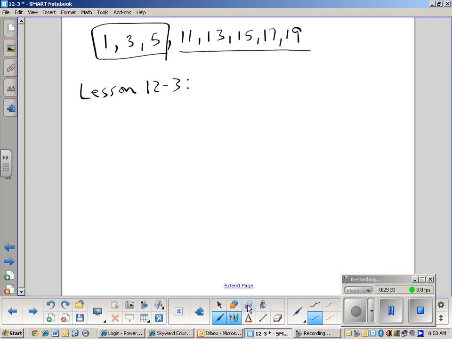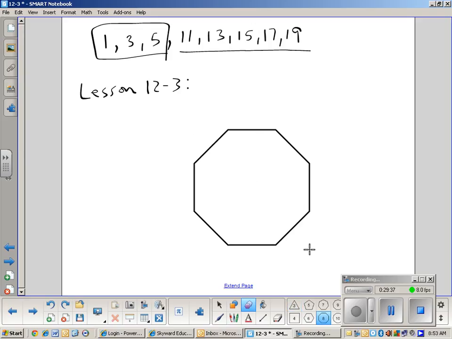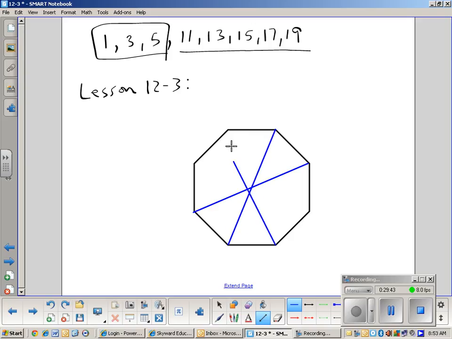There's one thing I want to point out to you. If I do this octagon here, if I quickly put in all these lines from the center out to each of the vertices, okay, what is the measure of the angle represented by my circle there? 360. 360 degrees.